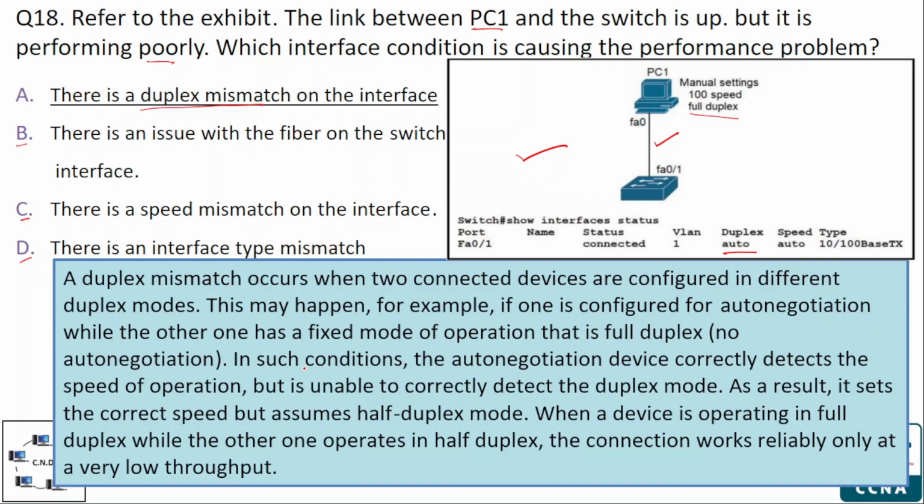With no auto negotiation on one side, the auto negotiation device correctly detects the speed of operation but is unable to correctly detect the duplex mode. As a result, it sets the correct speed but assumes half duplex mode. When a device is operating in full duplex while the other one operates in half duplex, the connection works reliably only at a very low throughput.